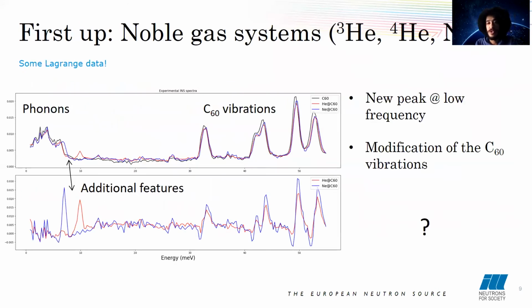Okay, so before I present my results, there is some available Lagrange data from old experiments on helium and neon inside C60. And as you can see, these low-lying modes are just the phonon modes, and these ones are the proper C60 vibrational modes. And we can see that the introduction of helium or neon inside of C60 causes a shift to slightly higher energies for the C60 modes.